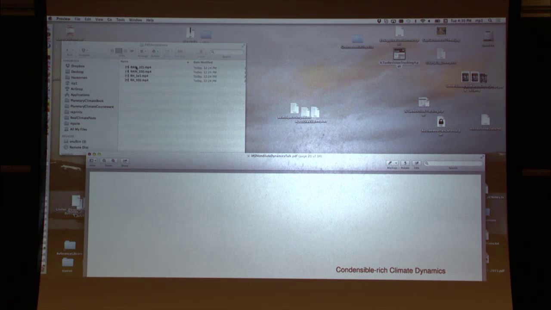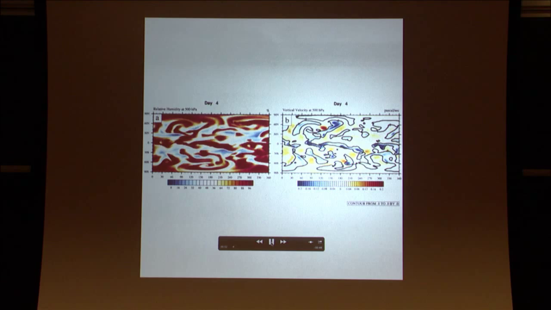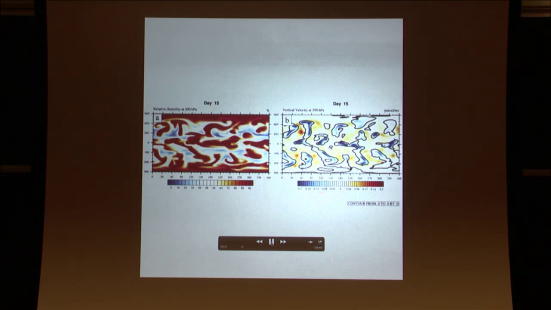I'm running low on time, so let me just show you the humidity pattern. This is in the dilute case. It's Earth-like. This is the relative humidity pattern, going from 8% to 96%. This is the vertical velocity. Blue is upward, so that's rising motion, and the red is downward, or subsidence.